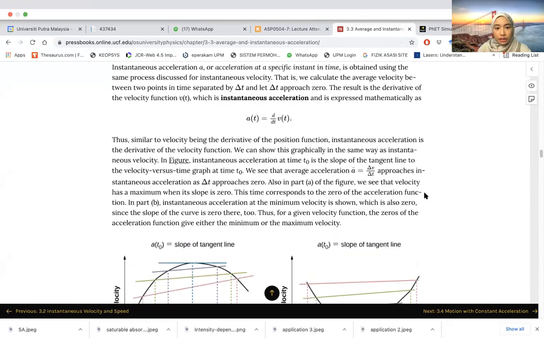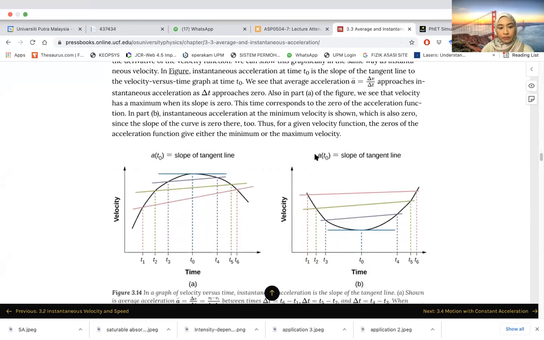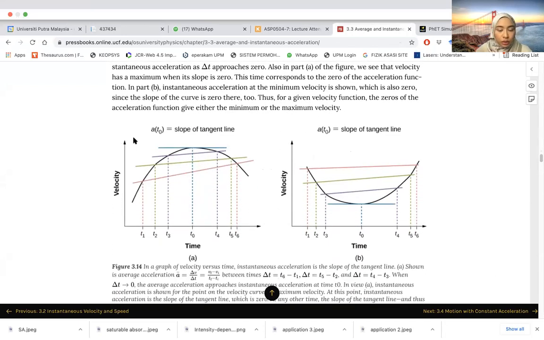So now let's take a look at this. We are talking about instantaneous acceleration. It is expressed mathematically as d/dt, differentiating velocity with respect to time, dv/dt. Okay, so this is an equation. Sorry, this is a graph of velocity versus time, right? Time 1, time 2, time 3, time 6.